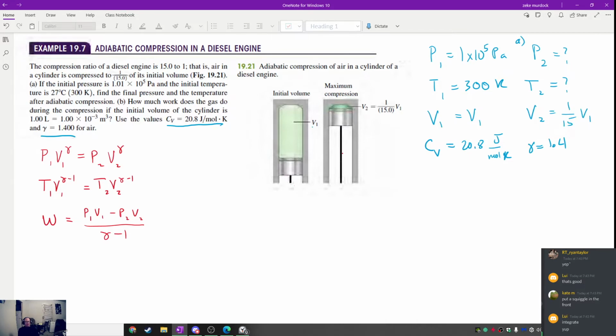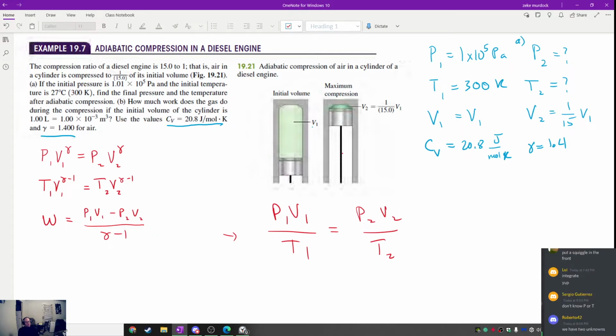First of all, why can't we just do this? This is one of the first things we learned when we talked about the ideal gas law, right? Why can't we just do this? Yeah, there's 2 unknowns, right? And it's only one equation, so we can't solve it exactly.